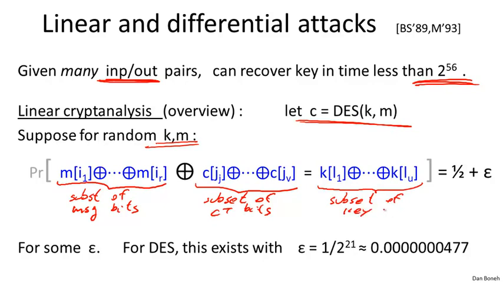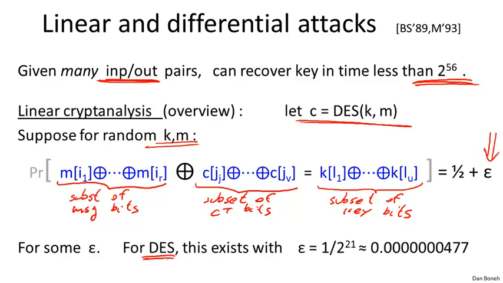Now, if the two were completely independent, which is what you'd like, you definitely don't want your message and your ciphertext to somehow predict your key bits, then this equality will hold with probability exactly 1/2. But suppose it so happens that there's a bias, and this equality holds with probability 1/2 plus epsilon for some small epsilon. It so happens that in fact for DES, there is such a relation.